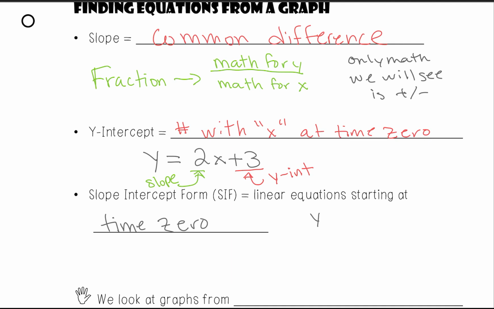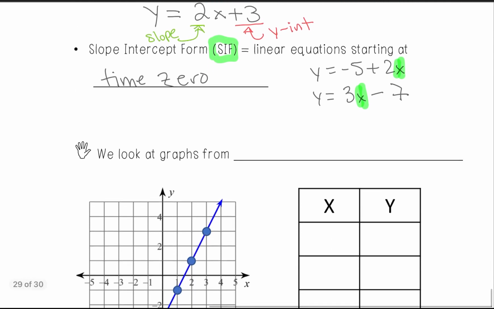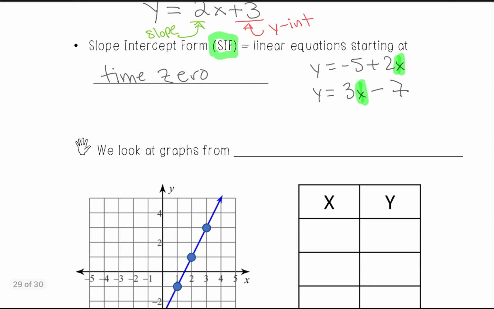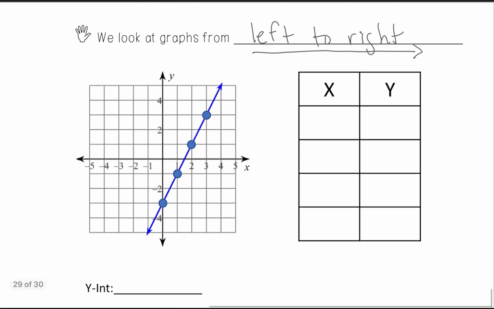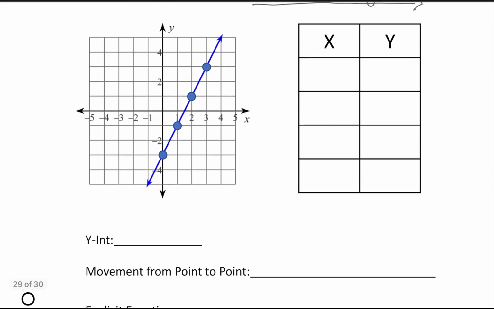Okay, so some more examples are y equals -5 plus 2x, or y equals 3x minus 7. These are all starting at time 0 because we have just the x here. So these are all slope-intercept form, which you'll see me abbreviate as SIF. Now we have to be careful before we go any further. We need to remember that we look at graphs from left to right. We read them like books, okay? So please remember that. When we look at this first example here, we go from left to right.